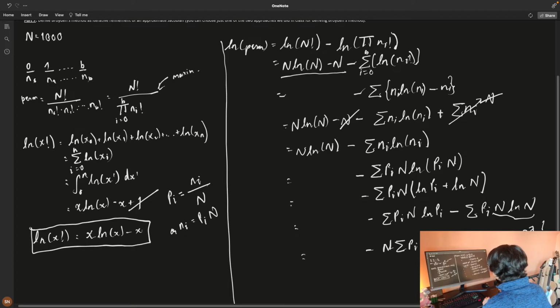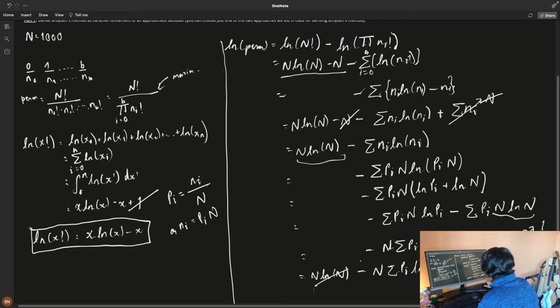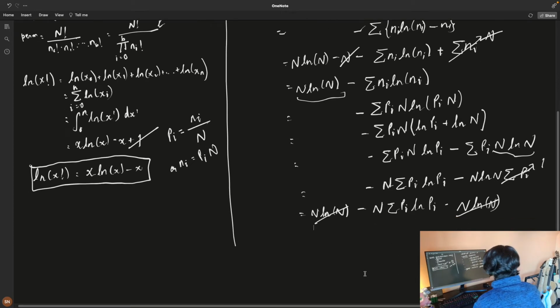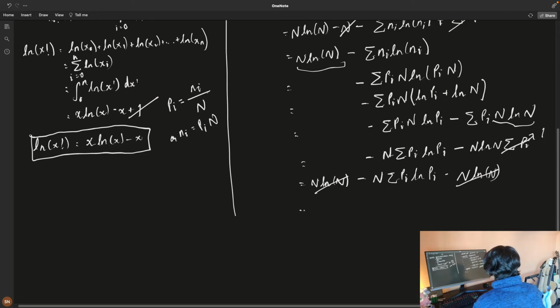I'm going to start writing this term again. So n times ln of n minus n times the summation of pi natural log of pi, minus this term, which is n times ln of n. Now we see that these two terms cancel out as well. So what we end up with is basically minus n times the summation of pi times natural log of pi, where i goes from 0 to b.